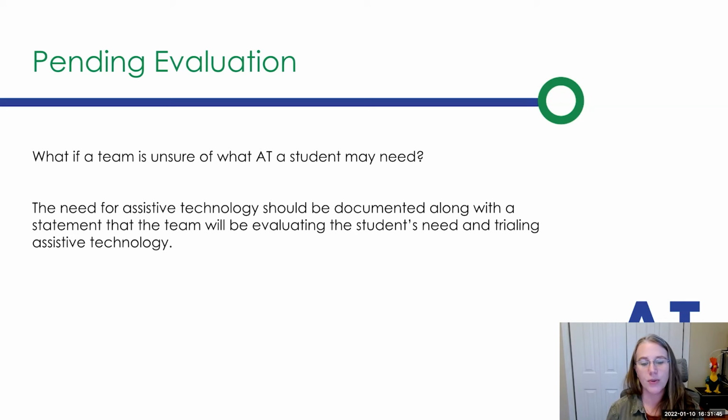However, you also can give a statement during that section of describing the student's needs. You definitely can make a statement saying that the team will be evaluating the student's needs and trialing assistive technology. And that's going to make everybody aware that while there may not be something in supplementary aids and services yet, it's in the process of getting there. Things will be getting trialed.